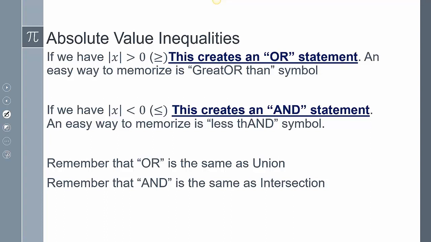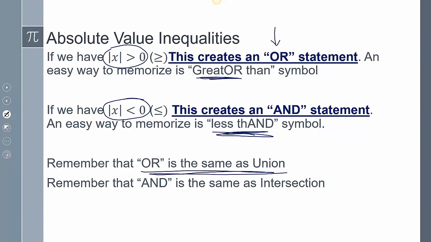If I have the absolute value being greater than 0, this is going to create an OR statement. A good way to memorize this is the phrase "greater than." If I have the absolute value of something that's less than 0, this is going to create an AND statement. An easy way to memorize it is to think "less than." Now, in the beginning of the class, we talked about these OR and AND statements. We said that an OR statement is the same as union, and an AND statement is the same as an intersection. So we just have to keep that in mind.